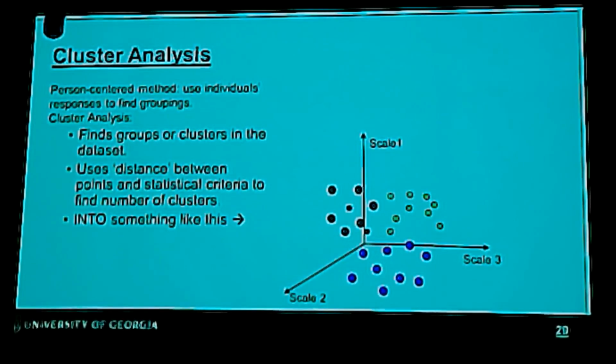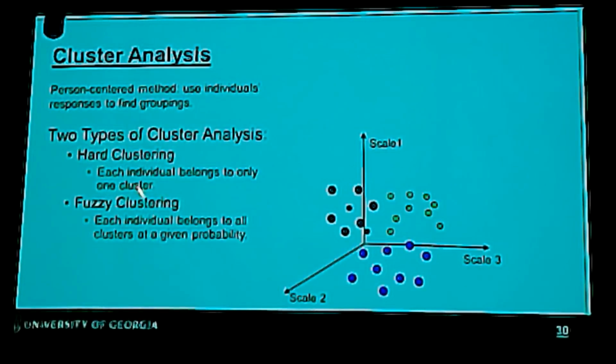Now, just on the surface, there's two main categories of cluster analysis. One is hard clustering. What this says is that every individual in my data set belongs to one and only one cluster. So this person should be here because they're most like everybody else in that cluster, and that's it. That's not as attractive as something that we call fuzzy clustering.